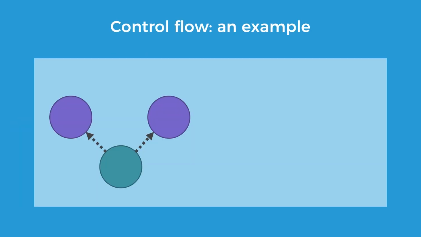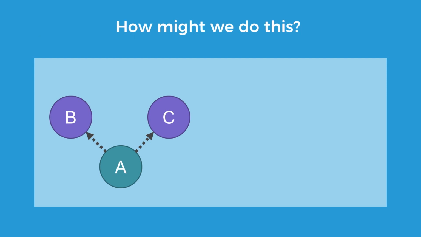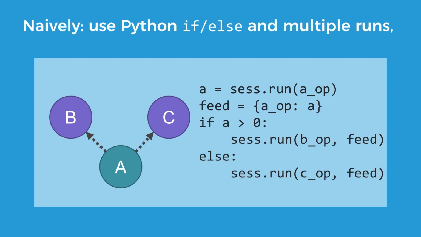So let's get started. Let's talk about a simple example of control flow. We've got a simple graph, and we want to run either B or C depending on the result of A. So how might we do this in TensorFlow? A naive way to do this using Python is to use multiple session runs. We run A, and then we use an if-else statement to say, well, if it's this, then we should run B. Otherwise, we should run C.